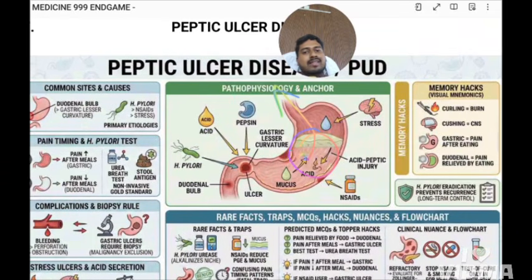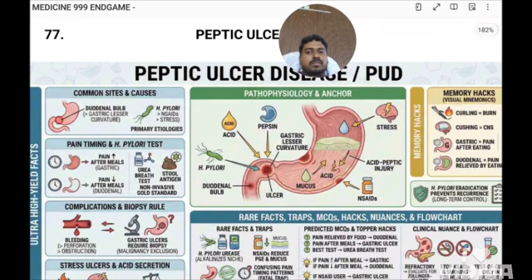Okay, so peptic ulcer disease is where ulcerative lesions occur in the stomach, or in the duodenum. So duodenal ulcer can also be there. There can be gastric ulcer also. Duodenal ulcer is most common near the duodenal bulb. Okay, it is most common.